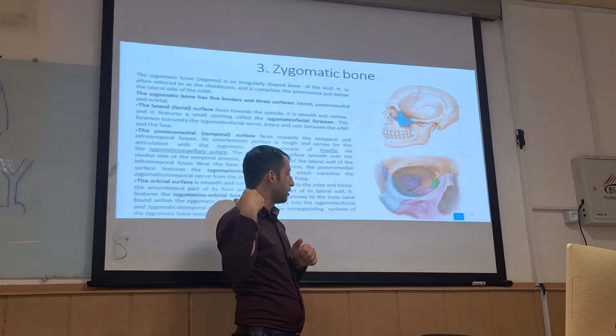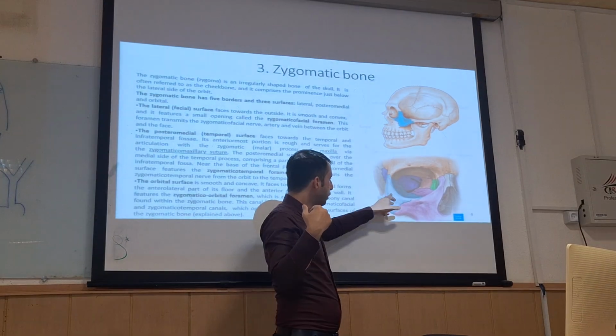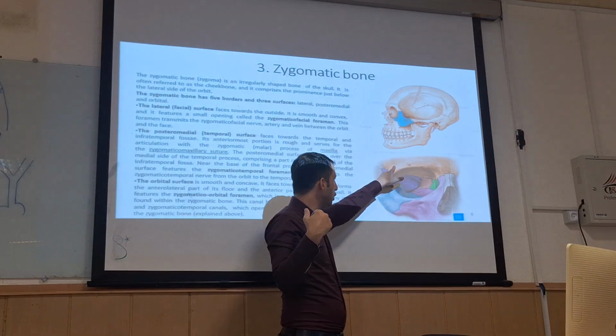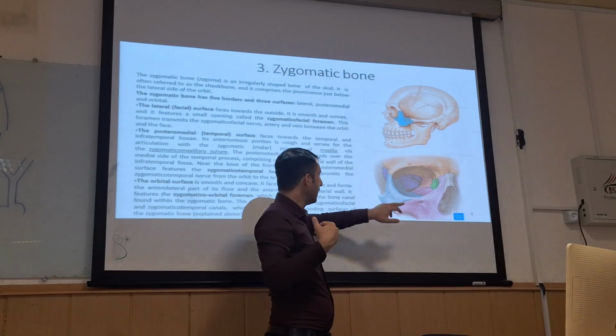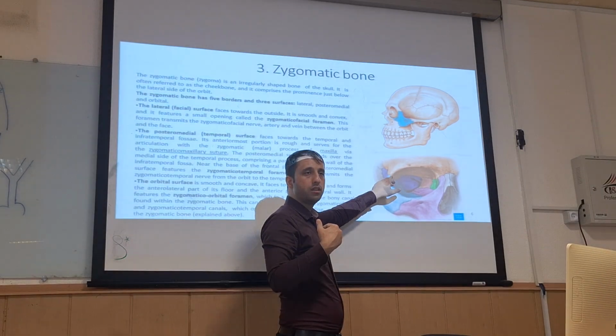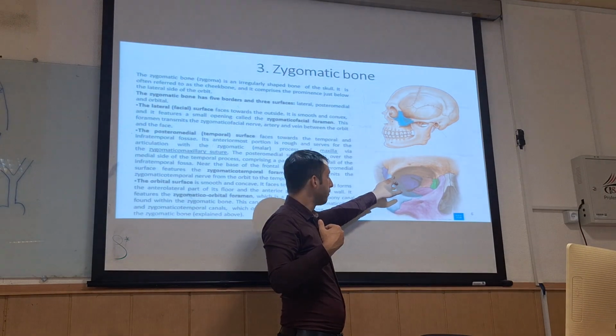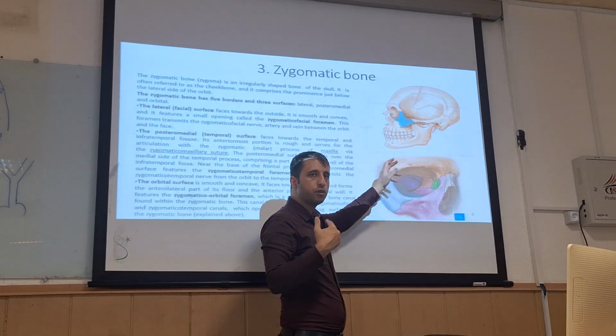It has two processes. Here is the frontal process, which attaches to the zygomatic process of the frontal bone and makes a suture. What is the name of the suture? The zygomatico-frontal suture.